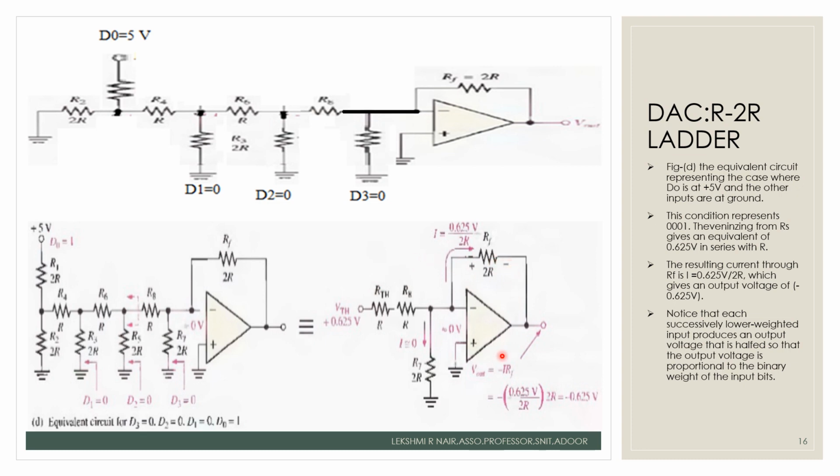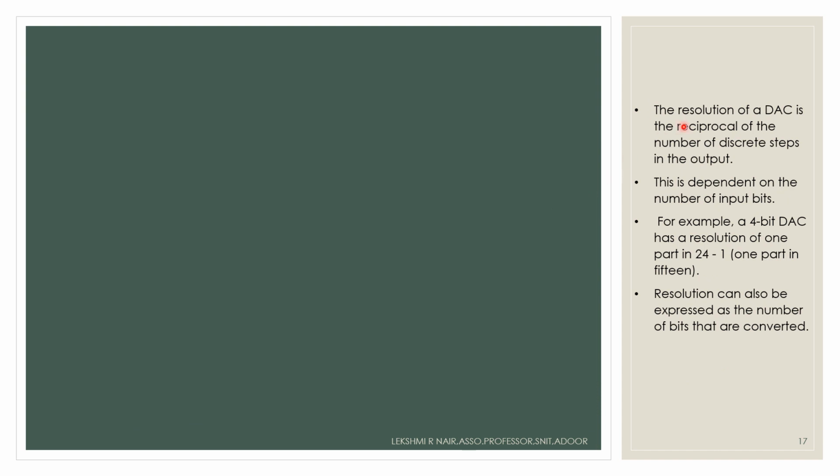So here the final output voltage will be minus of 0.625 volt divided by 2R into 2R. 2R will get cancelled and the final answer is minus 0.625 volt.